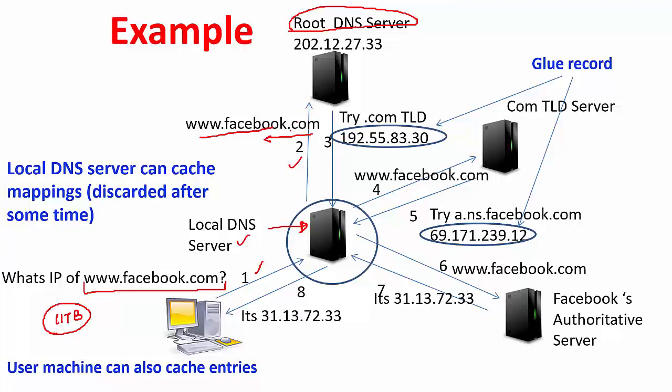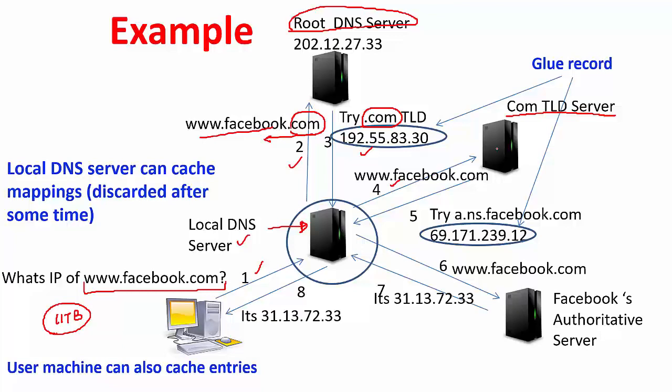It is going to look at com and say, okay, fine. I don't know what the exact IP address of this host name is. Why don't you try contacting the .com domain server, and this is its IP address. So you get that particular information. Then you contact this com top level domain server and ask it, can you tell me what is the IP address of this?